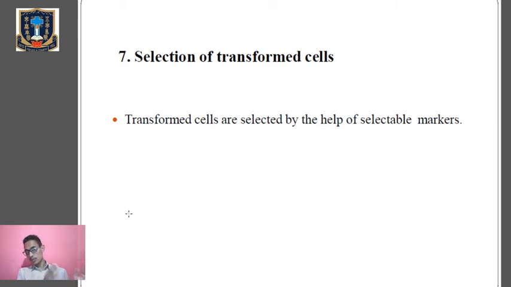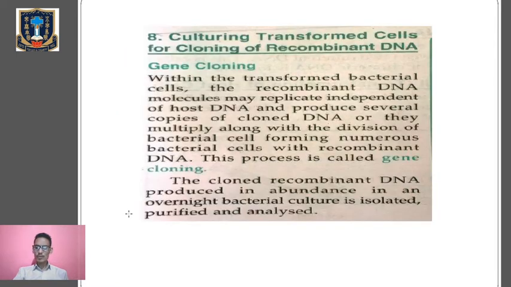So kindly go through our previous classes regarding the selection of transformed cells and non-transformed cells, or what we used to call recombinant cells and non-recombinant cells. So the 7th step is the selection of transformed cells. It will be followed by the last step, that is culturing the transformed host cells for cloning of recombinant DNA. So here we have to go for gene cloning.